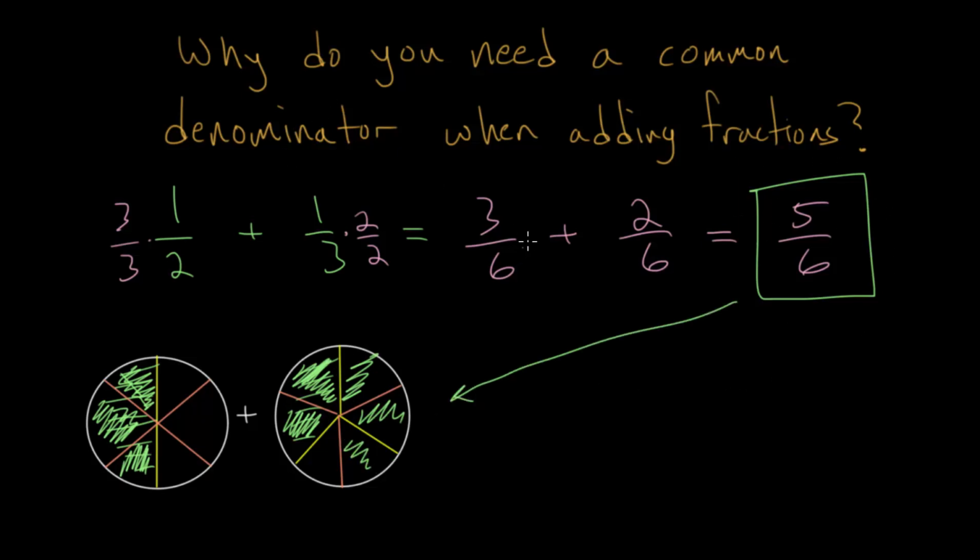So we find a common denominator just so that the objects that we're adding together are actually the same size, and it makes sense to add them together.